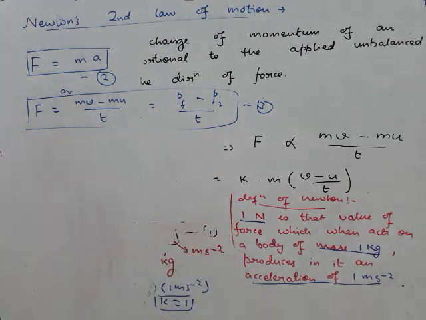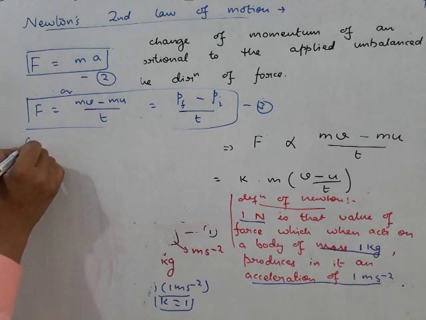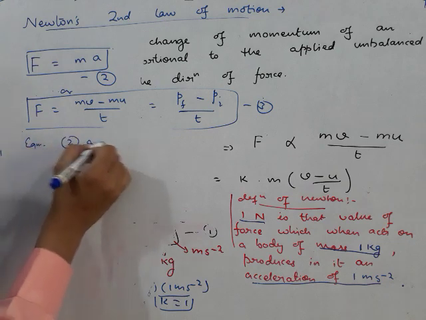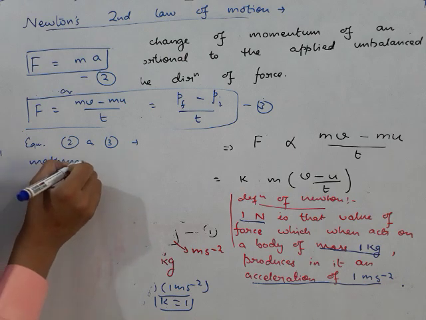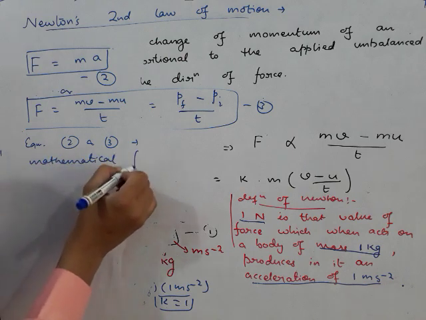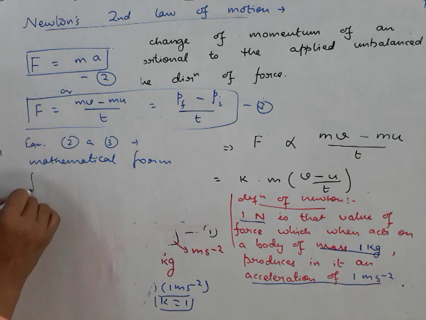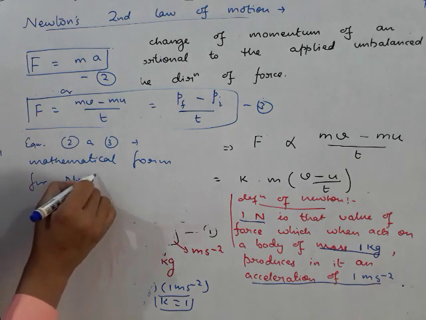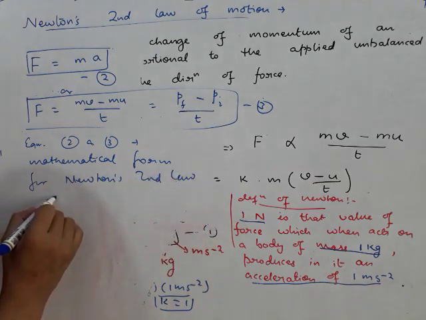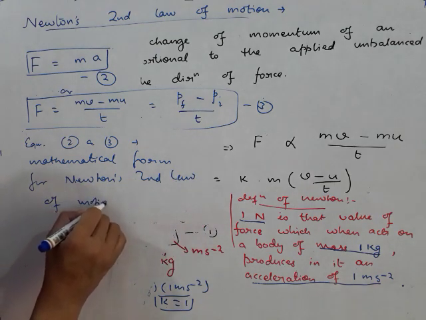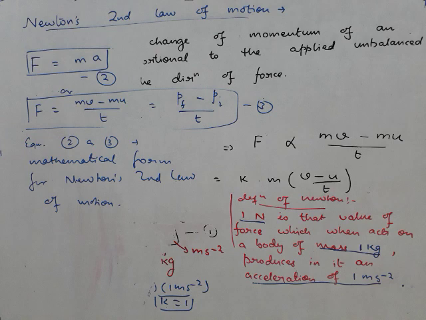Both these equations, number 2 and 3, are the mathematical form for Newton's second law of motion. Is it clear, students? So this is all about Newton's second law that I wanted to discuss. This is the mathematical formulation.